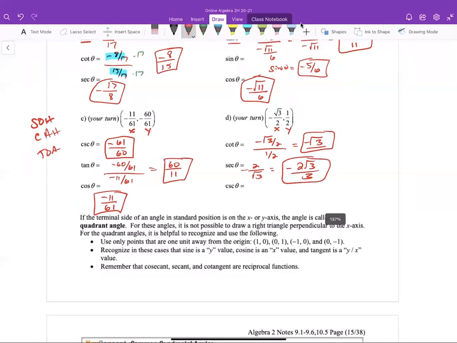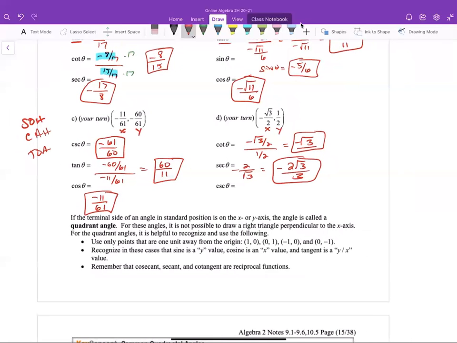Cosecant is related to sine. So sine is y, and we're going to invert it. So I take my y and I take 2 over 1. So the answer is 2, because cosecant is 1 over y. Secant is 1 over x. Cotangent is x over y. Let's just say cosine is, again, your x value. Tangent y over x. Cosecant 1 over y, because it's the opposite of sine.